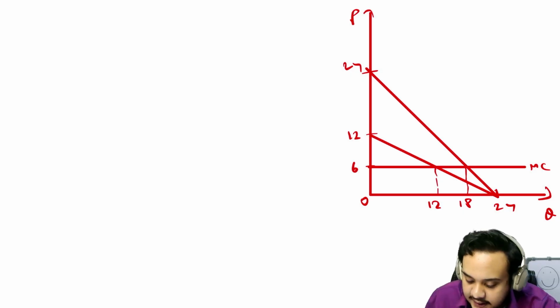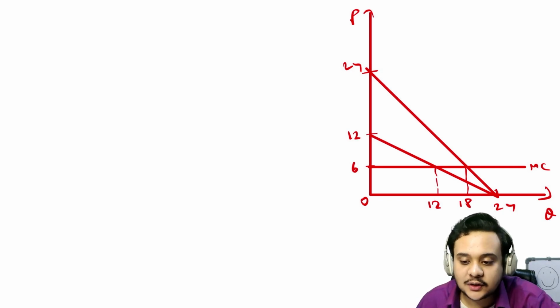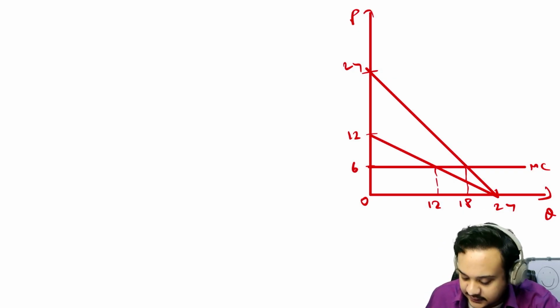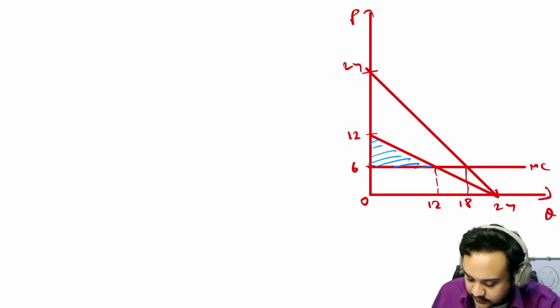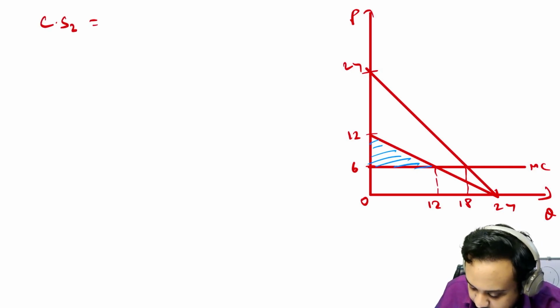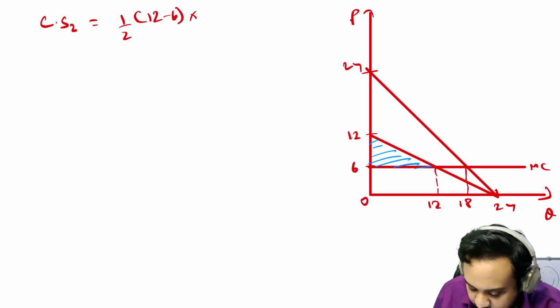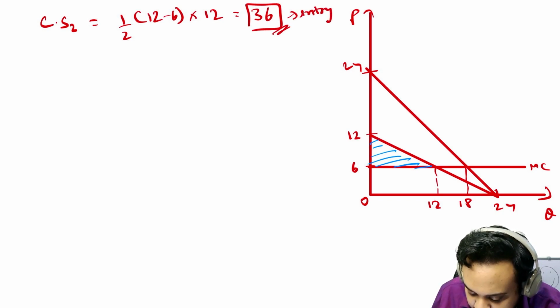We have already seen that our entry fee has to be the consumer surplus of the less willing consumer, and the less willing consumer here is the one with the lower quantity demanded, which means the second customer. This is his consumer surplus. So consumer surplus 2 is 1 by 2 into 12 minus 6 into the base, which is 12 minus 0, so 12. That gives you 3 into 12, which is 36, your entry fee.